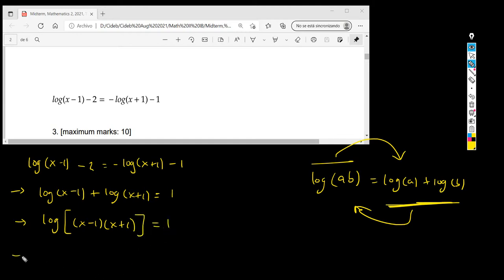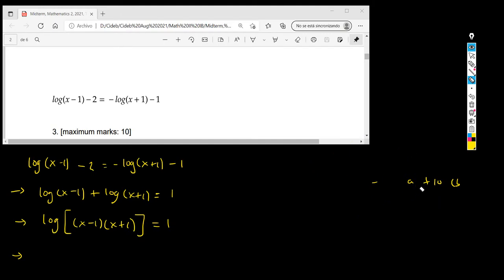Okay, perfect. Now, once again, what does this mean? That the logarithm of a certain number equals 1. The logarithm base 10, by the way. Well, that means, let me actually write down the base. Logarithm base 10 of this equals 1. This is equivalent to saying that 10 to the 1 equals the number.